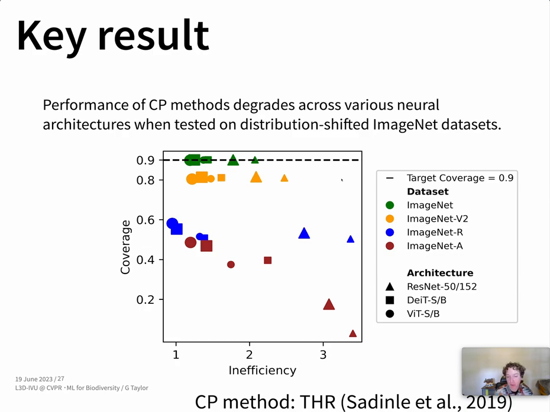And another observation that we make is that the modern architectures, like the data efficient transformer and vision transformer, actually do much better in terms of their average set size, called the inefficiency. In general, the ResNet models are doing quite poorly. So this seems to be consistent with what Guo, Minderer and others have noticed about poor calibration in CNNs.